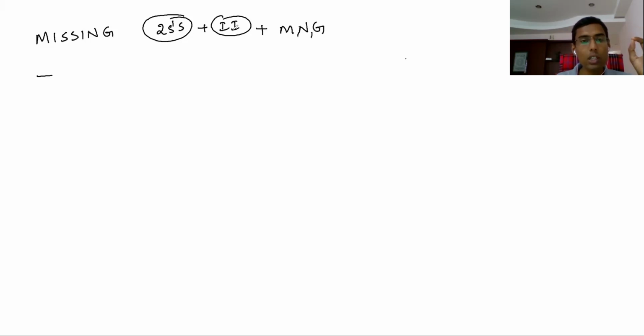Okay, the 2 I's should come together in one place. It means the 2 I's make 1 unit. So 2 units plus M, N, G, total 5 units. How many ways can you arrange these 5 units? 5 factorial ways you can arrange.